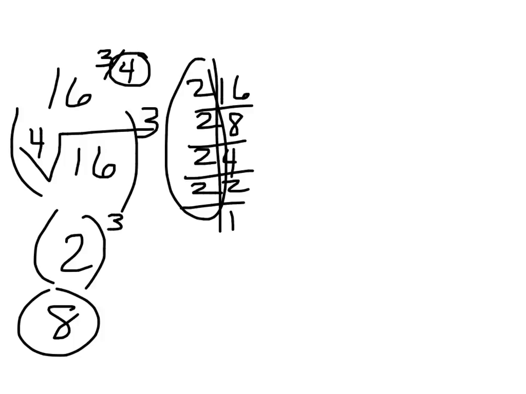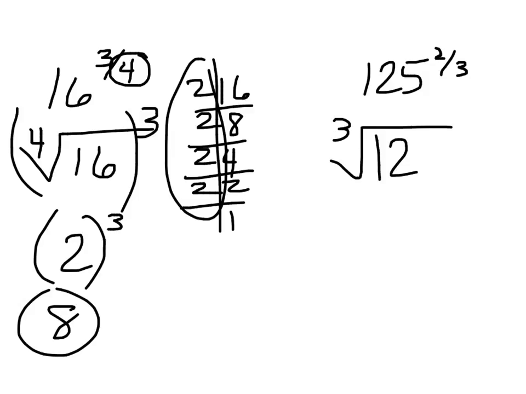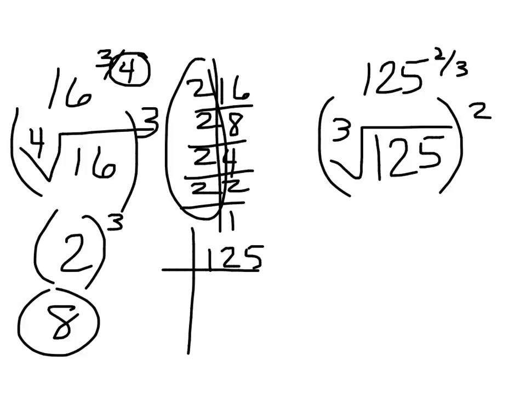I'm going to do the same thing on the next one. It's 125 to the 2/3. What number goes inside the crack? 3. What number goes inside the house? And what number goes on the outside? So now 125, does 2 go into 125? No. Does 3? No. Does 5? Yes. 25 times. 5 goes into 25 5 times. And 5 goes into itself once.